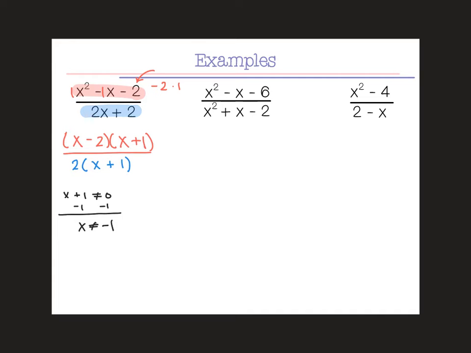Lastly, I want to cancel out any factors. So if you look, I have x plus 1 in the numerator and denominator, so those would cancel out. And I am left with x minus 2 all over 2. And again, x cannot equal -1.